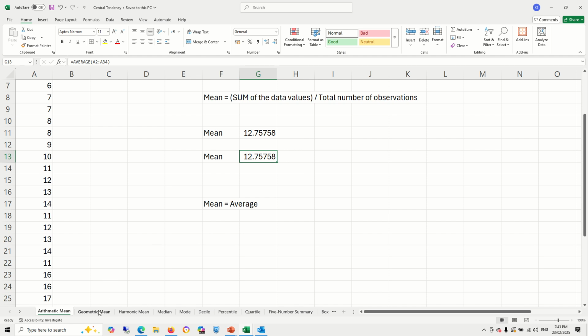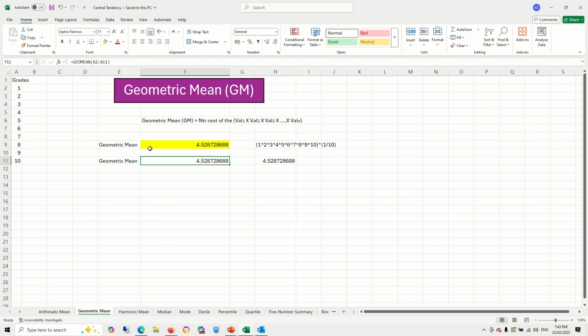Another type of mean is the geometric mean. The geometric mean means the nth root of the product of values. Product of values means the first value multiplied by the second value multiplied by the third value, and so on up to the last value. So if, for example, you have 10 values, then n equals 10.